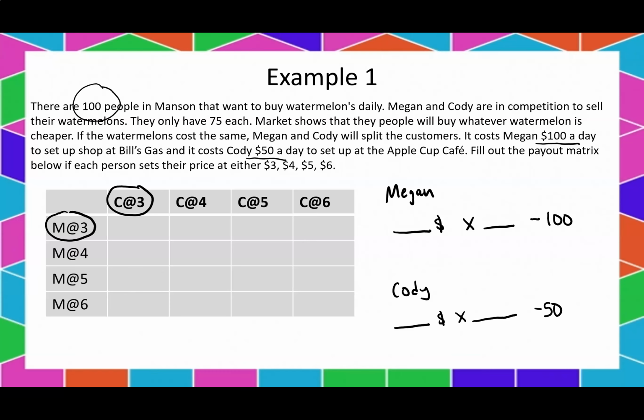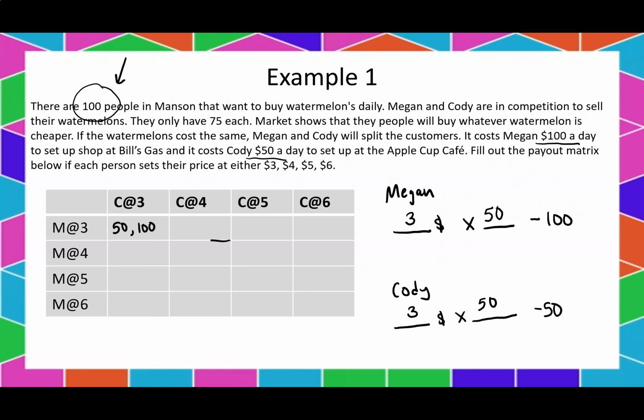So let's go back to this example of Cody at $3 and Megan at $3. And since they're the same price, they're going to sell 50 watermelons each because 100 people want to buy. So it's going to be 3 times 50 minus 100. And Cody's going to be 3 times 50 minus 50. So doing that math in my calculator, I get $50 for Megan and $100 for Cody.